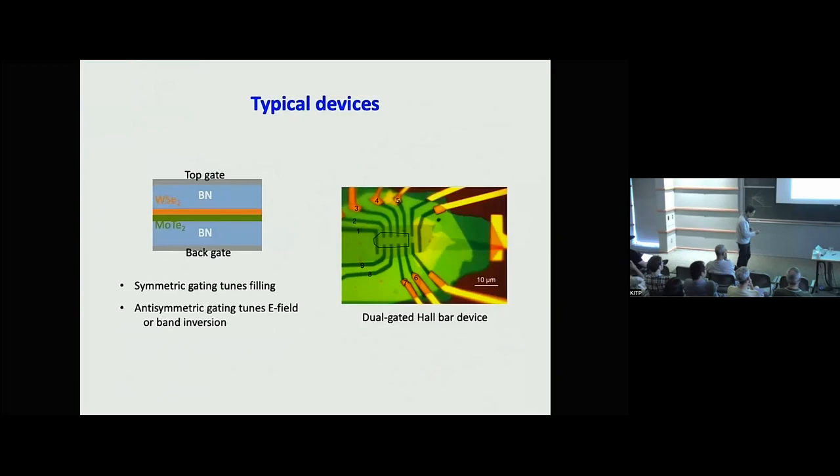We can make a Hall bar and measure some transport properties, but we can also shoot a laser in the center of the device and measure some optical properties and try to infer things related to magnetism.